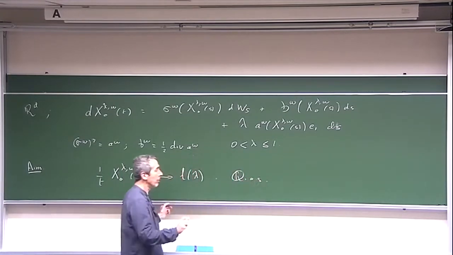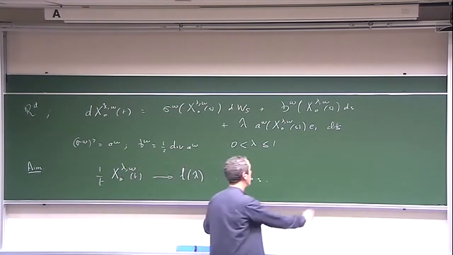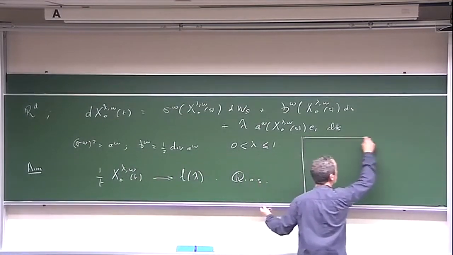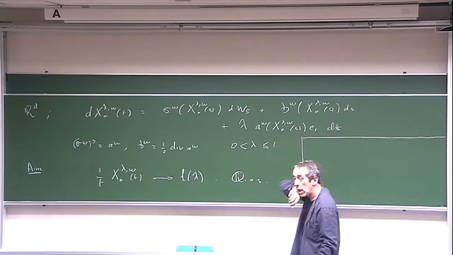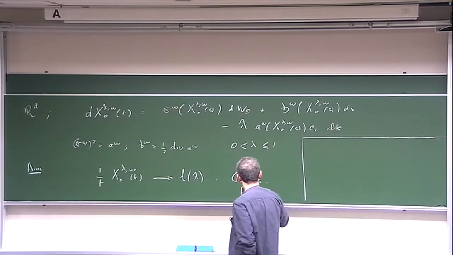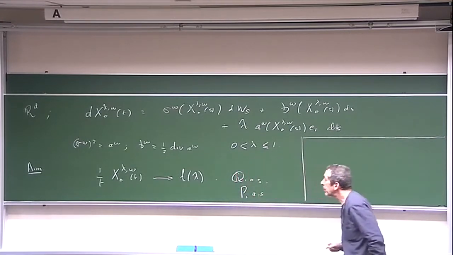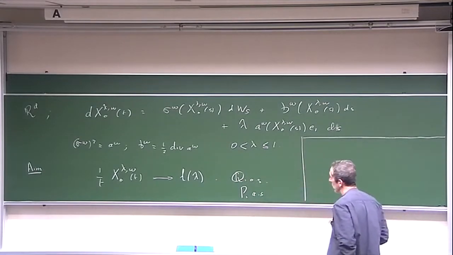Of course, I forgot all the assumptions and the notations, so maybe I should recall them here. Q and also P almost surely. But actually, yeah, you're right. In particular, Q almost surely, which is important. But P almost surely is also important.